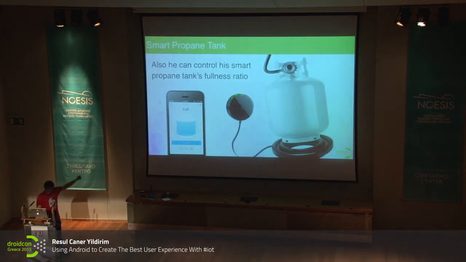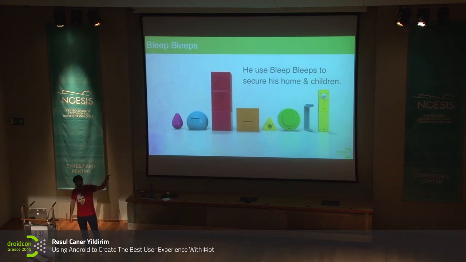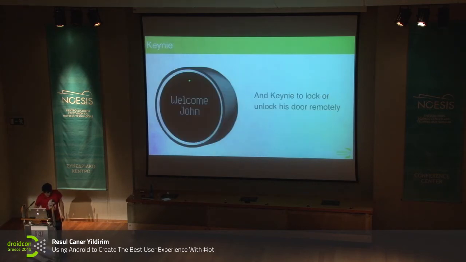Also, this is weird, a smart propane tank fullness ratio device. So you can check your propane tank's range of fullness. Also, Blip leaves. Did you see that? You can secure your home. You can secure your stuff. You can even find and track your children with these devices. They are beeping. Also, they all have GPS.